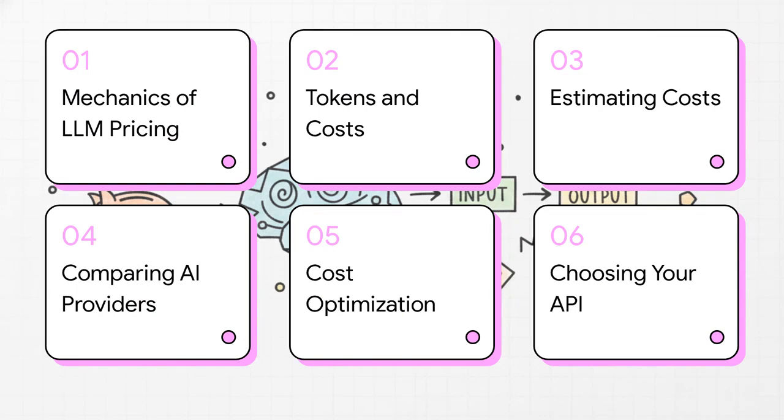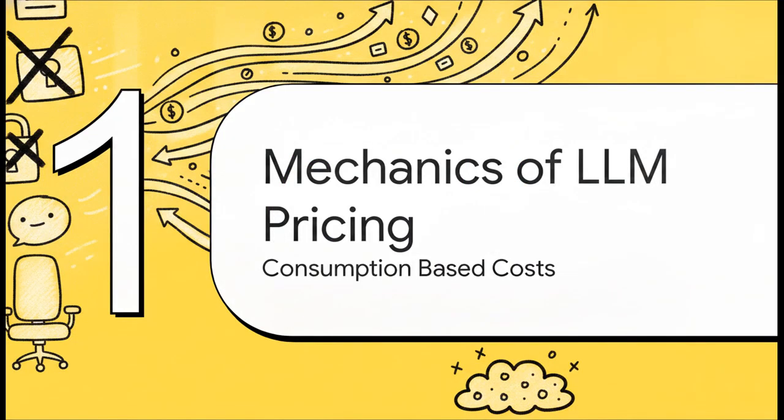Here's our quick roadmap for today. First, we'll cover the mechanics of LLM pricing. Then, we'll get into understanding tokens and costs, followed by estimating those costs. After that, we'll compare the top AI providers, run through some killer strategies for cost optimization, and finally, help you choose your ideal API. All right, Section 1, the mechanics of LLM pricing.